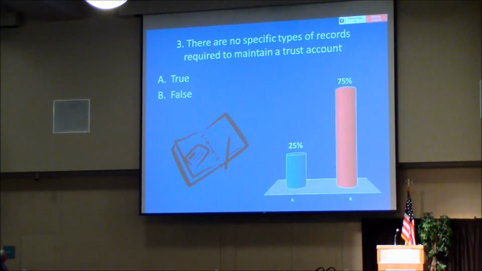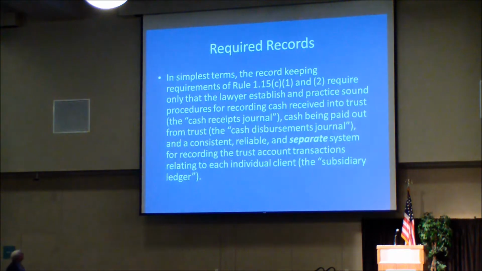Trust account on insufficient funds, but the bank honors it anyway. The bank: A, must report the check drawn on insufficient funds to the Virginia State Bar, or B, the bank doesn't have to report it because the check didn't bounce.